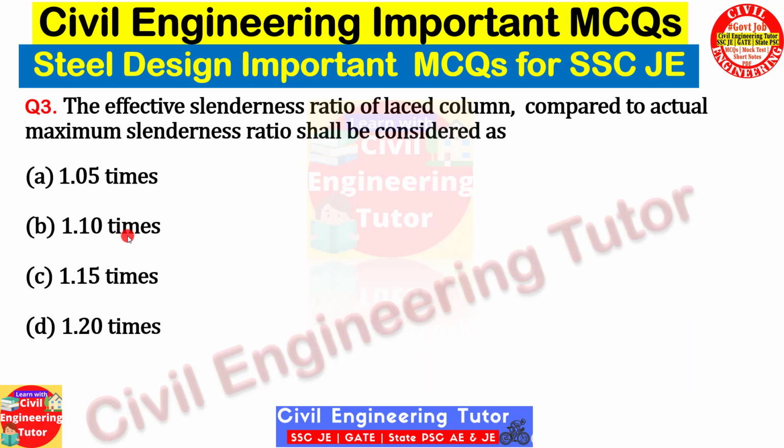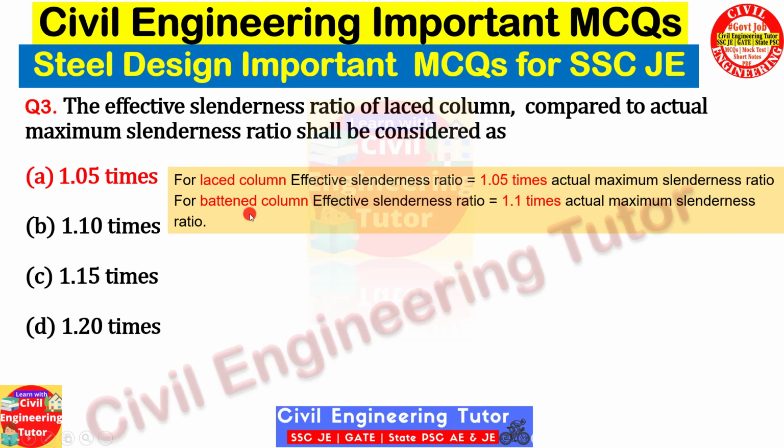Question number 3. The effective slenderness ratio of laced column compared to actual maximum slenderness ratio shall be considered as. 4 options are given. So here this is for lacing, and that can be for batten also. You have to remember this formula for laced column and for batten column. For laced column we have to increase the slenderness ratio by 5%, that is we need to multiply by 1.05, and for batten column this is increased by 10% or it is multiplied by 1.1 times.